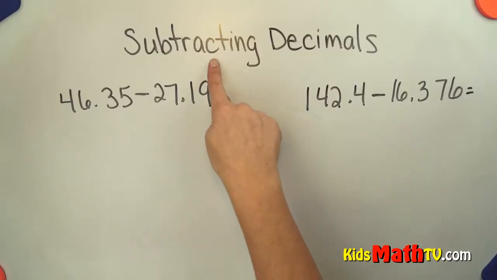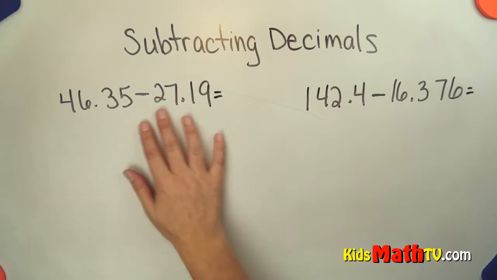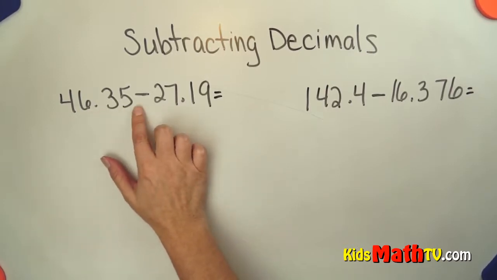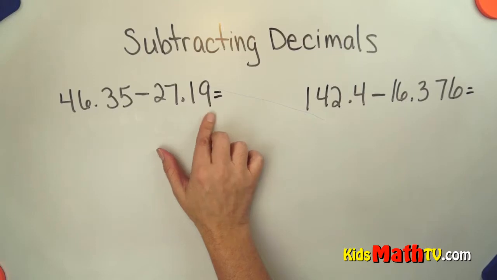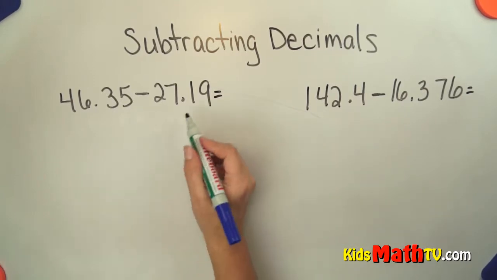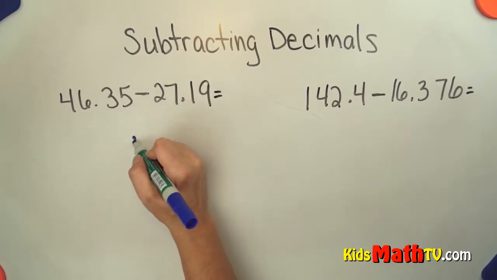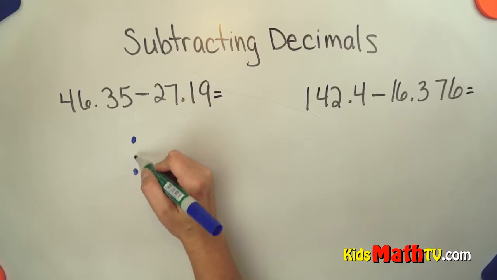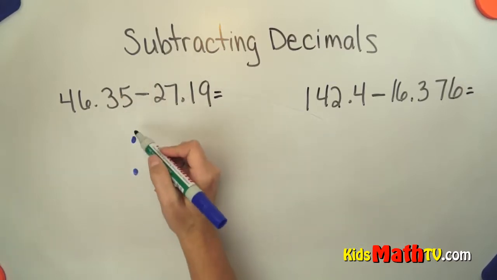In this lesson, you will learn about subtracting decimals. So here we have a problem, 46 and 35 hundredths minus 27 and 19 hundredths. So when you subtract decimals, you have to make sure you're lining up your decimal places. So your decimals have to be straight in a line.